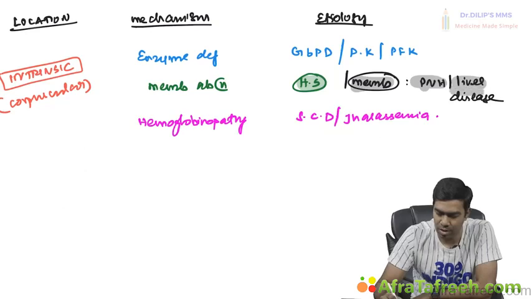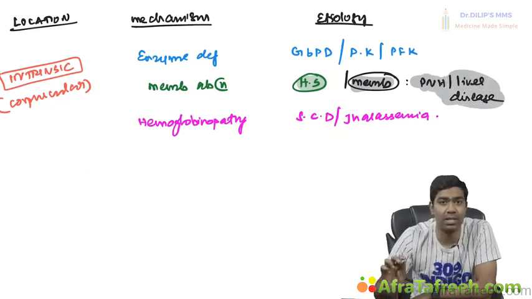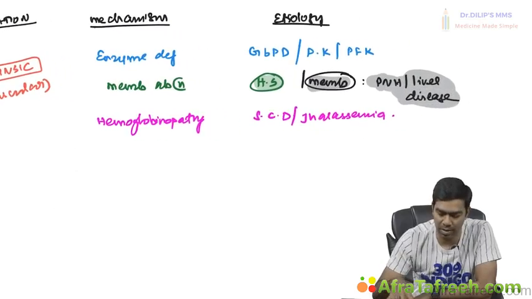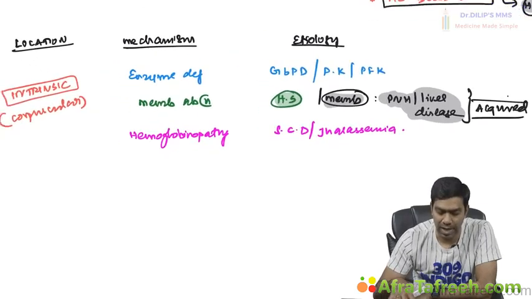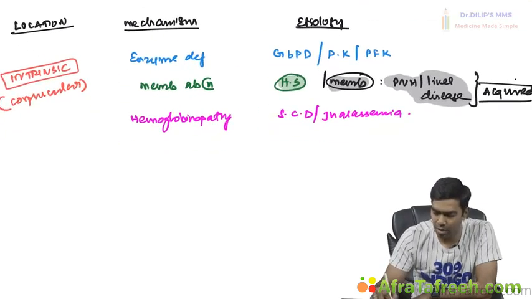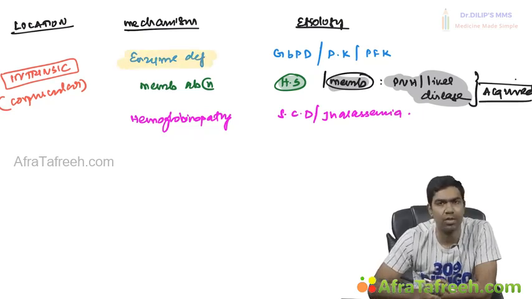So why have I written that only in black separately? Because only what I have written in black here, this PNH and liver disease causing spur cell anemia, acanthocyte spur cell anemia, tends to be acquired. Remaining all those things tend to be inherited. For example, let me shade in yellow, the enzyme deficiencies tend to be inherited.